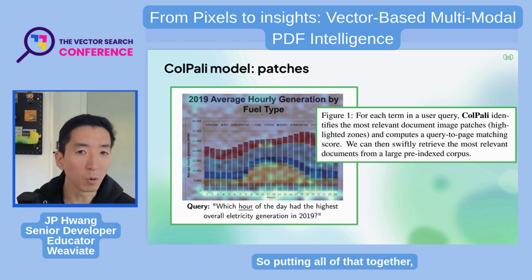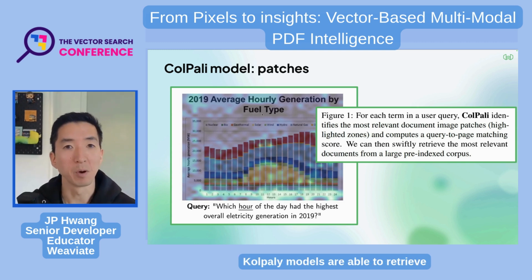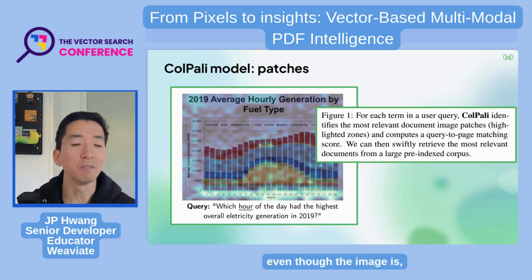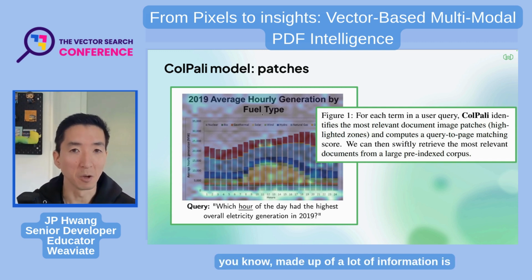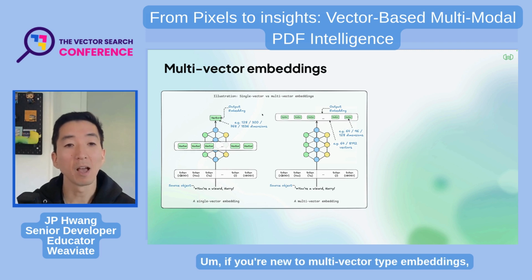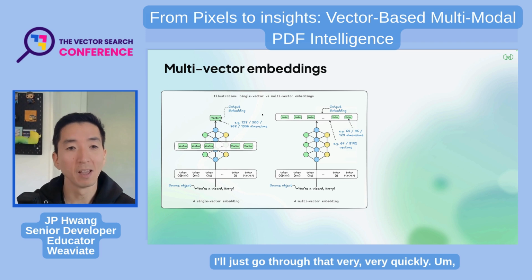So putting all of that together, Multi-Modal models are able to retrieve the right vectors or the right image back for your query, even though the image is made up of a lot of information, like depicting different parts of it, including text and so on. It's very, very impressive. If you're new to multi-vector type embeddings, I'll just go through that very, very quickly.